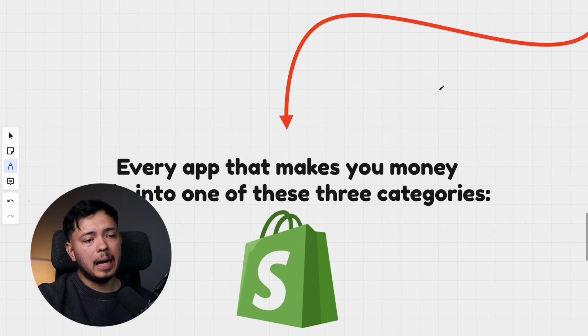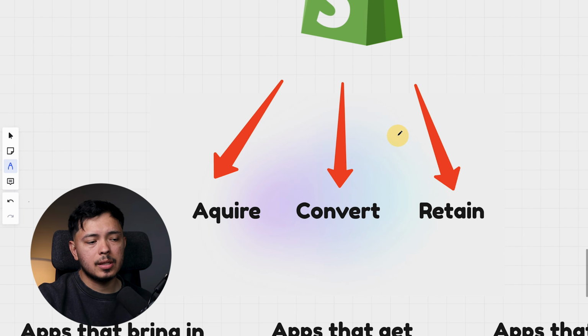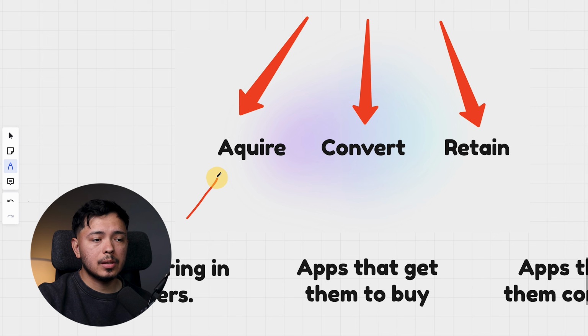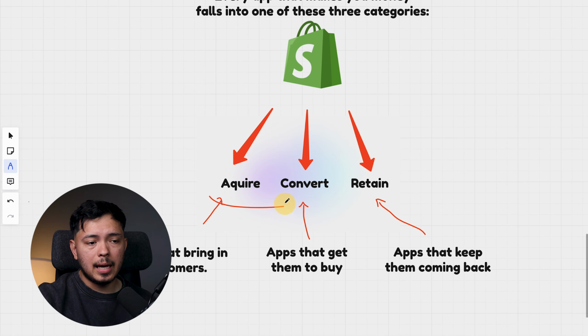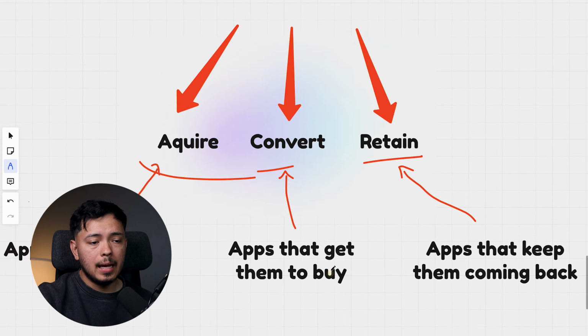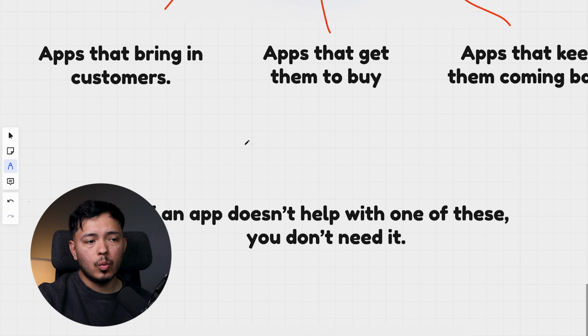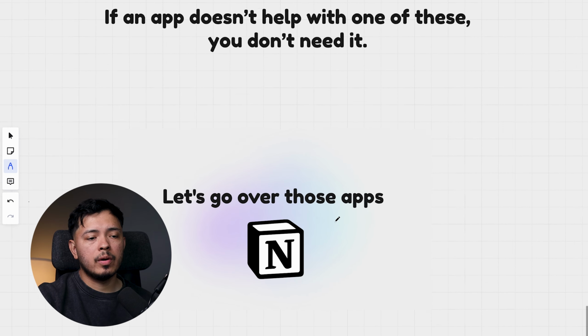Every app that makes you money, you guys, is going to fall into one of these 3 categories. You're going to have apps that bring in customers that are going to help you acquire. You're also going to need apps that are going to get those customers to buy, so that are going to get them to convert. Then you're also going to need apps that are going to help you keep those customers, so to retain. Those are essentially the 3 categories of apps that you're going to need. And if an app doesn't help you with one of these, you guys, then you do not need it. So I want to go over those apps.